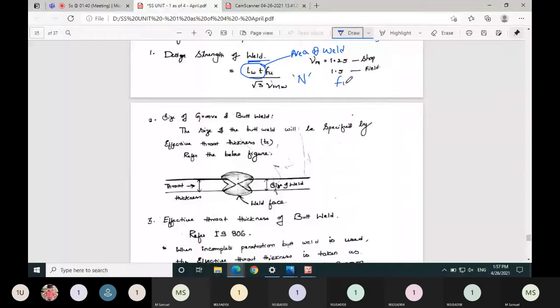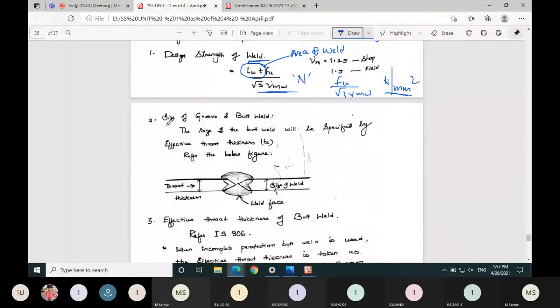Or you can also write the design strength of the weld this way, but the units will be newton per mm square. Fu by root 3 into gamma Mw also represents the design strength of the weld, but in terms of stress. Here I am saying it in terms of load.